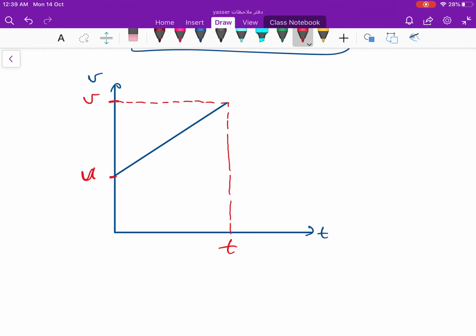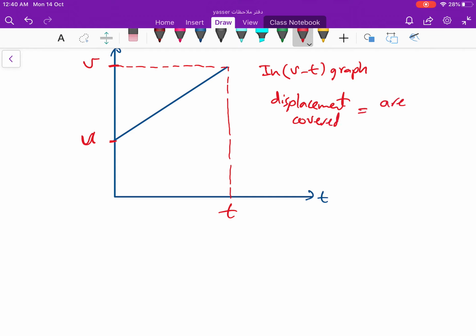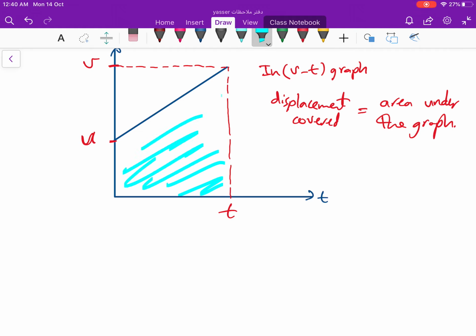We know that in a velocity-time graph, distance covered or displacement covered equals the area under the graph. So distance covered equals the area under the graph, and we need to find this area.